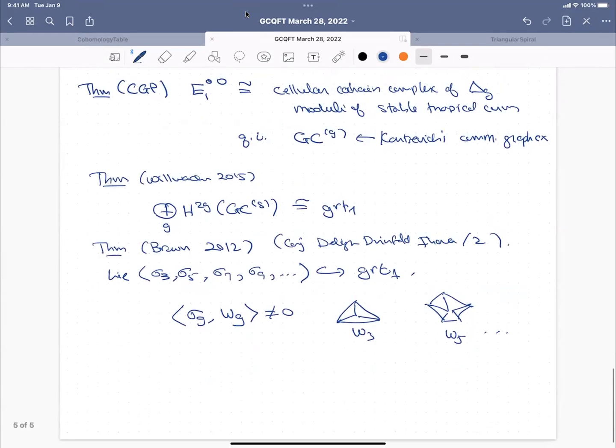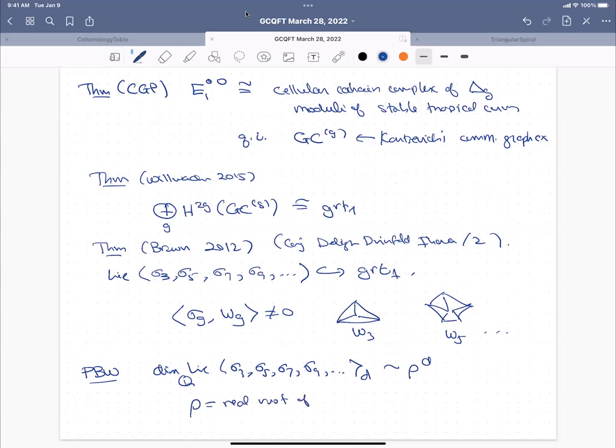And so to get the exponential growth that I mentioned, it's now a question of computing the growth of this free Lie algebra. And you can do this by the Poincaré-Birkhoff-Witt theorem. And you find that the dimension of this free Lie algebra with generators in these degrees, in degree d, grows like rho to the d, where rho is the real root of t cubed minus t minus 1 equals 0, which is roughly 1.3247.